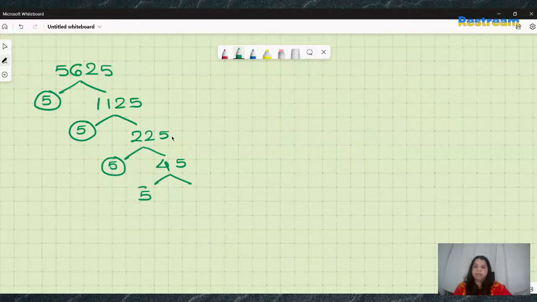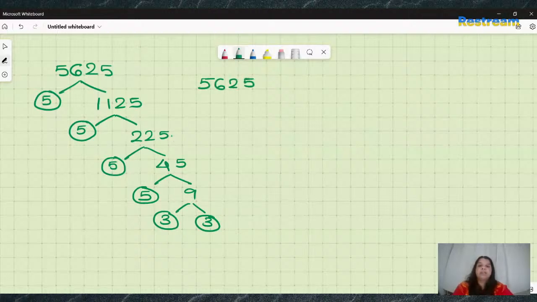225. Now 5, 45, 5, 9. So 3 and 3. Now here I started with 5 because it was easiest to find. But if you want to go by the lowest one, you can start with 3. No problem. So my 5625 is equal to 3 times 3, again writing in ascending order, times 1, 2, 3, 4, four 5s.